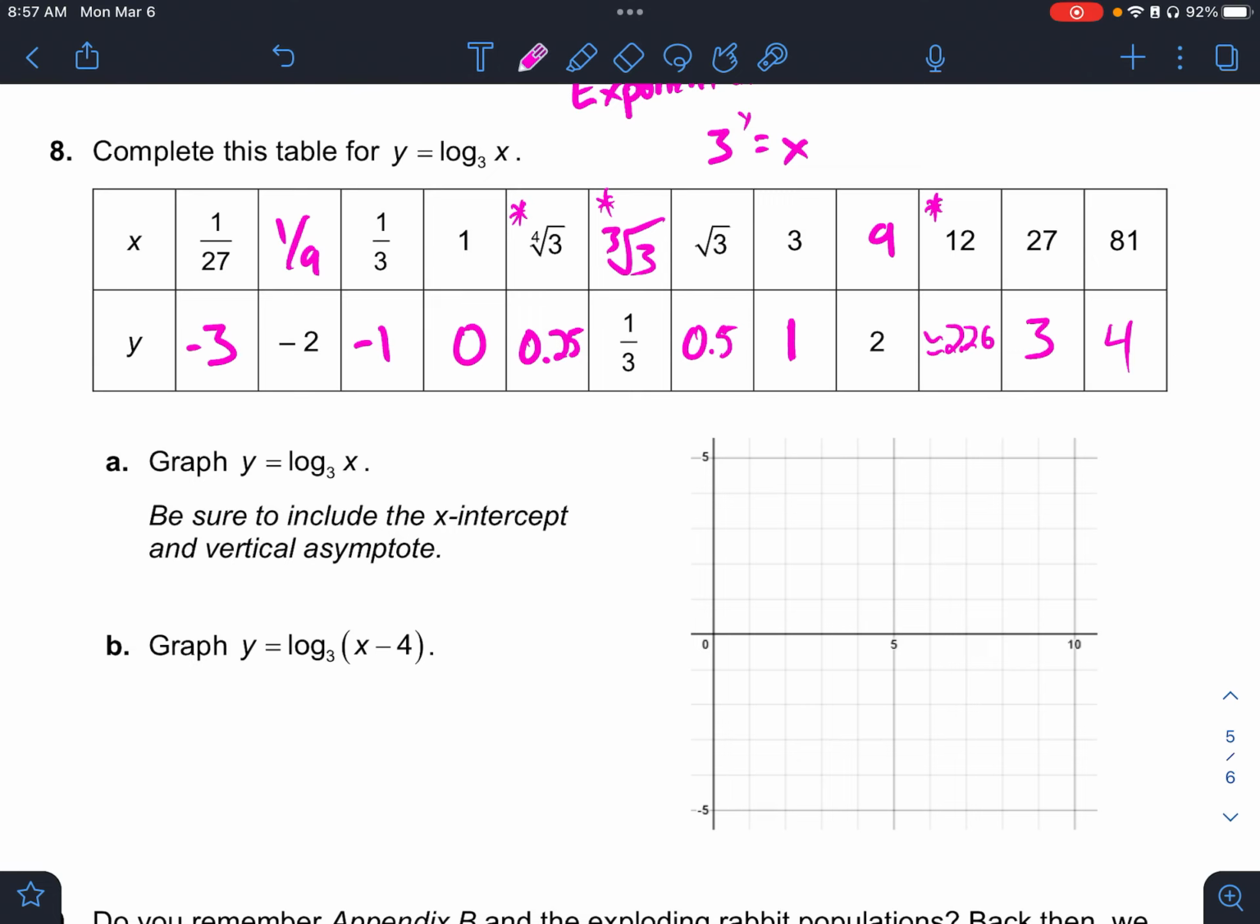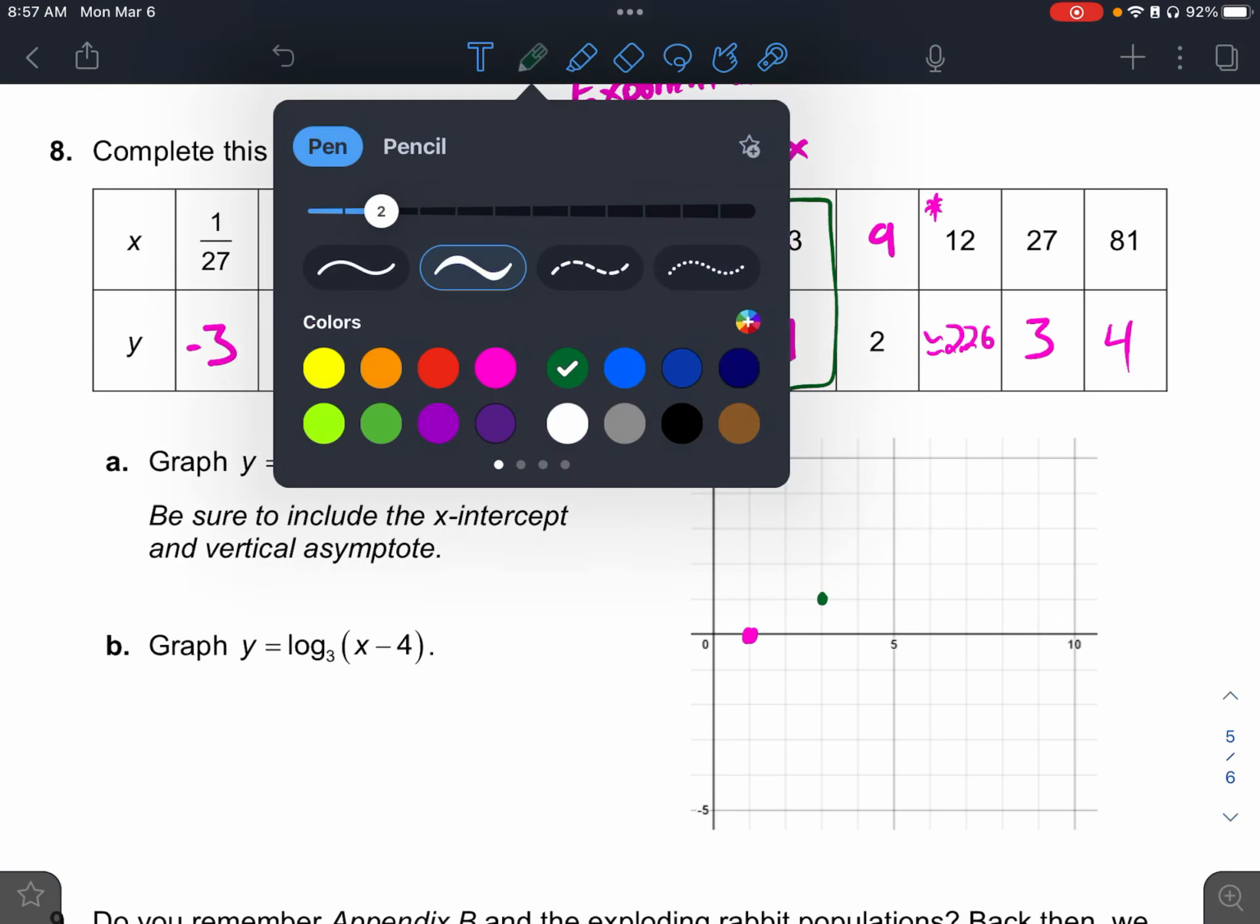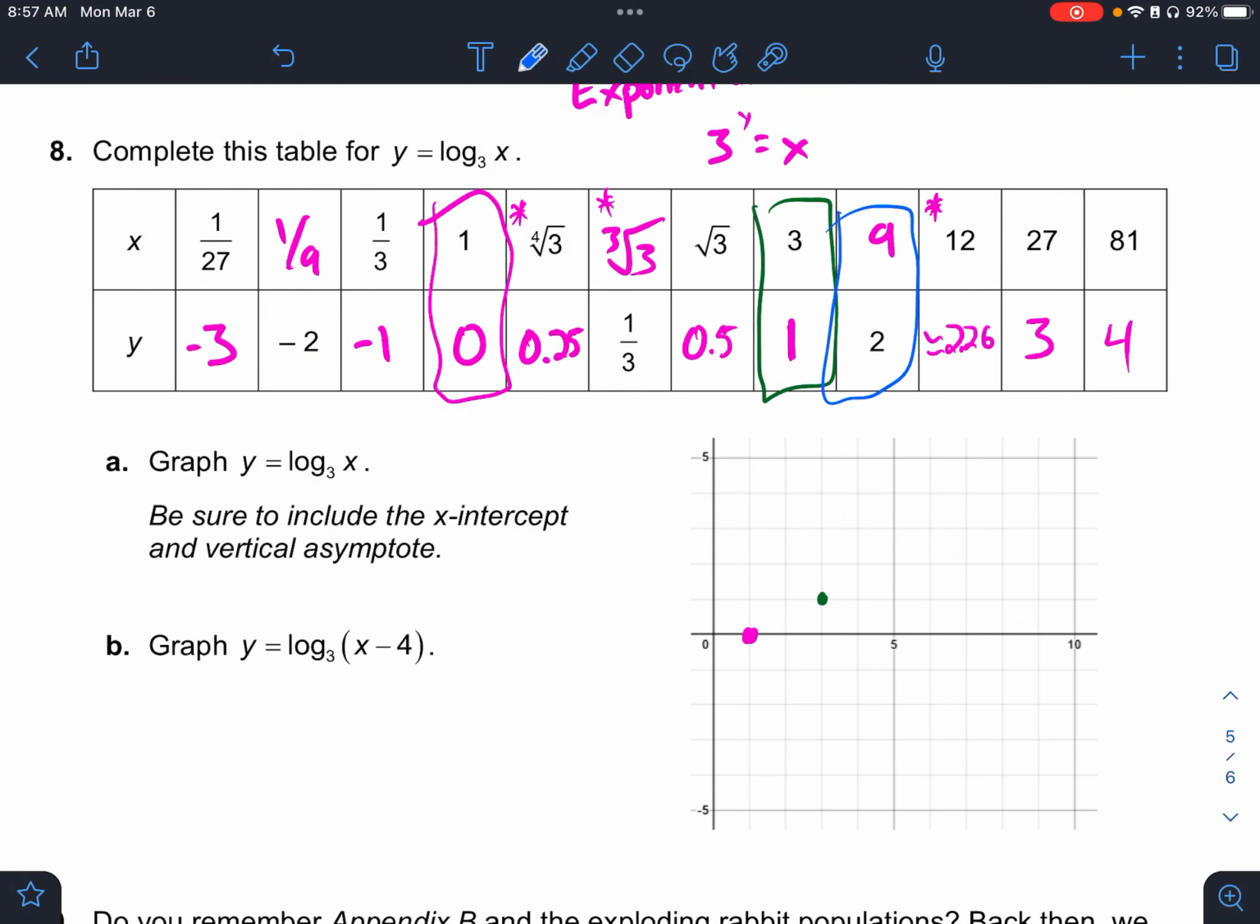So I know I have a point at (1, 0). I have a point on this one here. I'll do them different colors. (3, 1). I have a point at (9, 2). Notice as we use some of these other ones, like (1/9, -2), I'm going to get really close, but not cross this axis here, the y-axis.